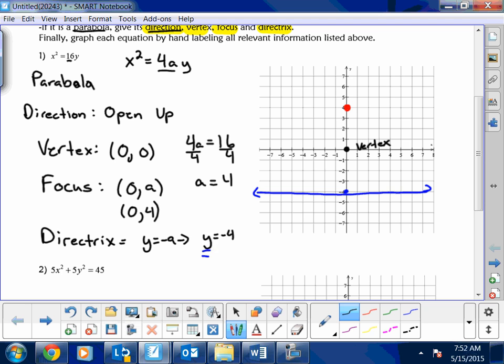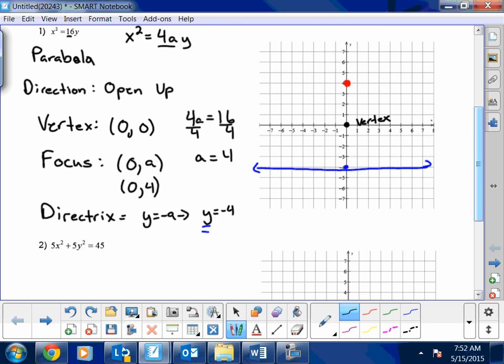Now, the only other thing I need to do is come up with two other points. I think they identify that as the latus rectum when it's off the focus. The way we do that is take the y value of the focus and put it into the original equation, solving for x. So x squared is equal to 16 times 4, which means x squared is really equal to 64.